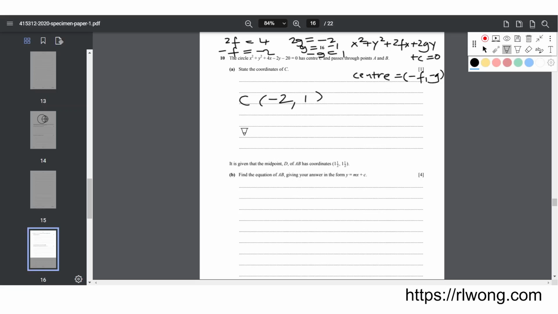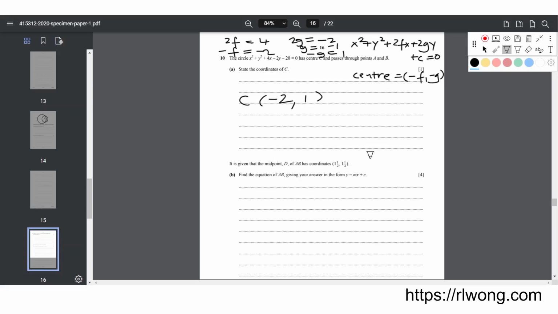Okay, next, it is given that the midpoint D of AB has coordinates (1.5, 1.5). Find the equation of AB, giving your answer in the form y equals mx plus c. So you know the circle passes through 2 points A and B. So now we know that it passes through A and B.